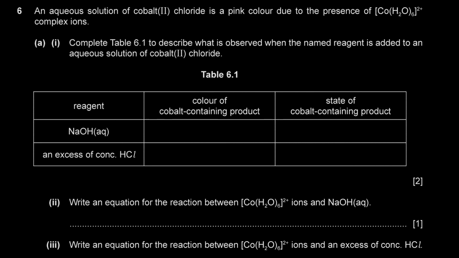So here we have question number 6, which says an aqueous solution of cobalt 2 chloride is a pink color due to the presence of cobalt 2 hexaaqua complex ions. Part 1 says complete table 6.1 to describe what is observed when the named reagent is added to an aqueous solution of cobalt 2 chloride. So the question is asking, when each of these two reagents is added to cobalt 2 chloride, what is the color of the cobalt product and what is the state of the cobalt containing product?